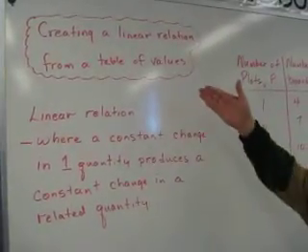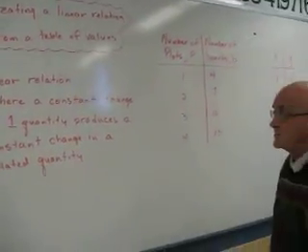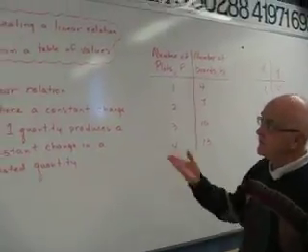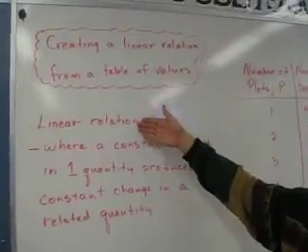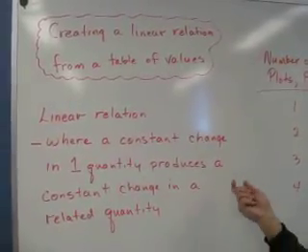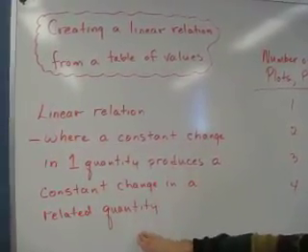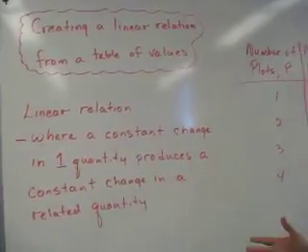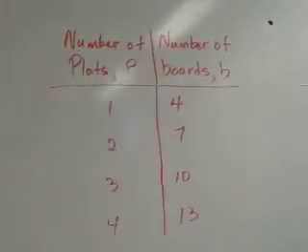Okay, here we're going to have a look at creating a linear relation from a table of values. Now, if you recall, a linear relation is where a constant change in one quantity produces a constant change in a related quantity. Now, let me give you a table of values that will show that.